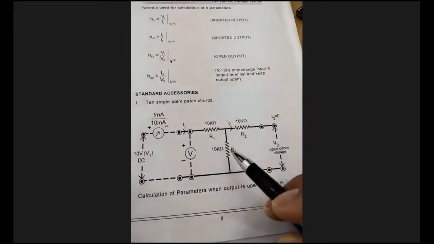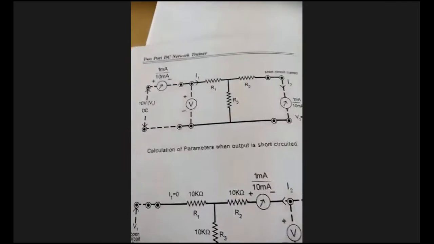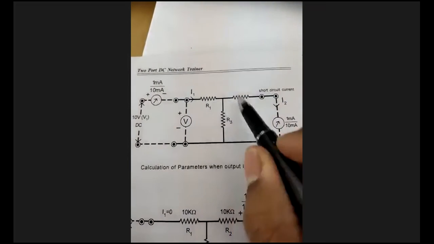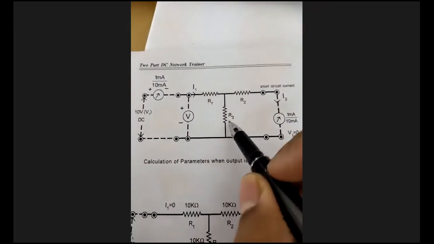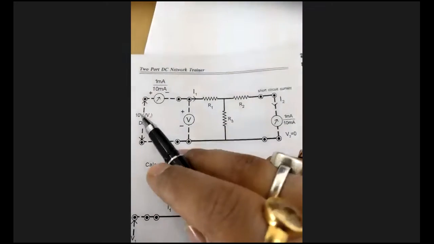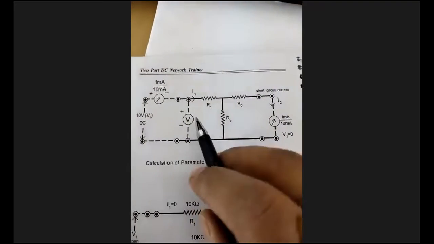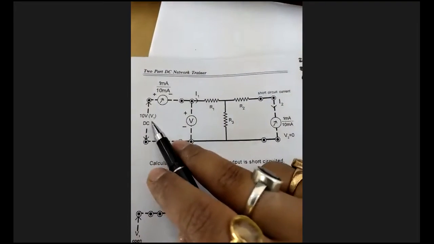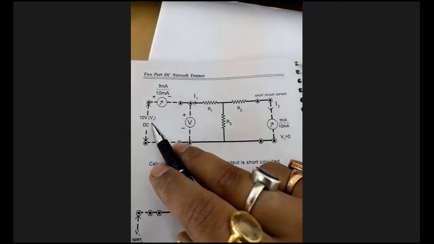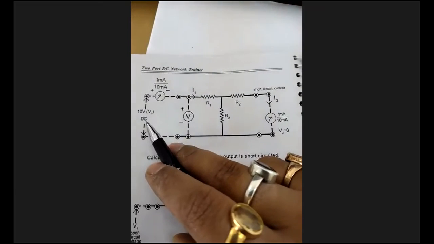First condition, we have to make V2 equal to 0. So what should we do? Our three resistances R1, R2 and R3 are 10 kilo ohm each. When we want V2 equal to 0, we have to connect the input with the source. The source is 10 volt DC, and one regulator is there. With the help of the regulator, we can increase or decrease the voltage.